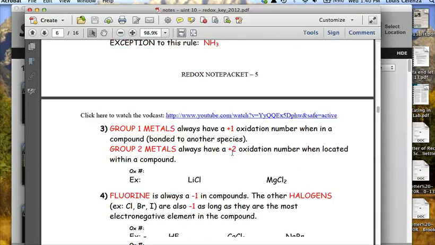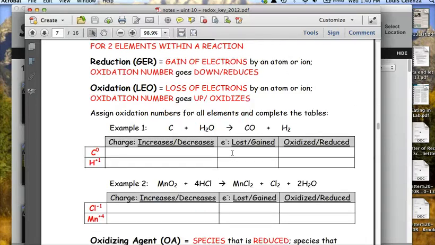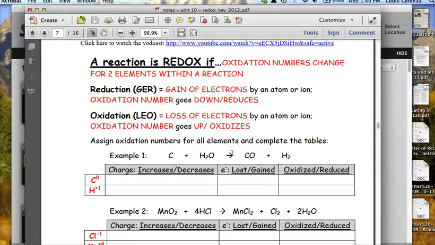Alright, so here we are with Unit 10, lesson number 3. And this is kind of a continuation of the previous lesson. We're going to go through and show you how to identify if a reaction is redox or not. And it is relatively straightforward if you remember the rules that we just talked about.